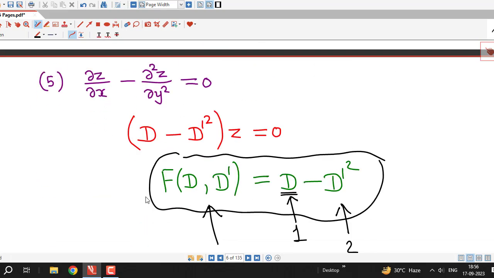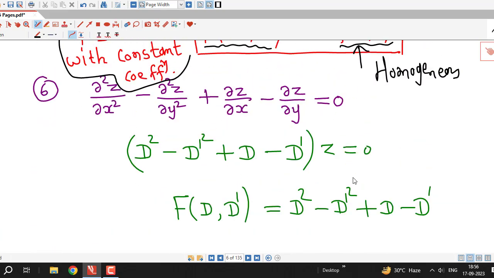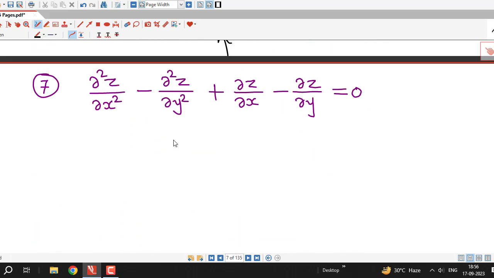In every term the degree is 3, therefore capital F is a homogeneous function of D and D'. Here capital F is not homogeneous in D and D' because here the partial derivative is of first order, and this partial derivative is of second order. So whenever the order of every partial derivative appearing in the equation is the same, then f(D, D') will be a homogeneous function of D and D', otherwise it will be a non-homogeneous function of D and D'. Here also we can see that the degree is not the same for each term, therefore this f(D, D') is a non-homogeneous function of D and D'.